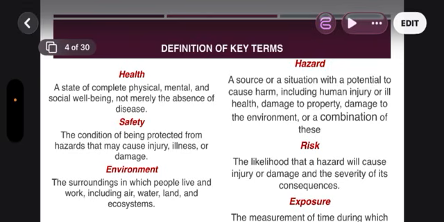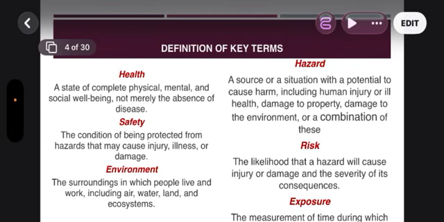Hazard is a source or situation with the potential to cause harm, including human injury or ill health, damage to properties, damage to environment, and a combination of these. Hazard is anything that has the capacity or the potential to cause harm. Water on the floor, the water itself that makes the floor slippery, is a hazard. Broken stone on the ground, the broken stone that can cause injury when you step on it, is a hazard. Flying stone on the construction site is a hazard. Exposed electrical source is a hazard. So any source or situation that has the potential to cause harm is regarded as hazard.